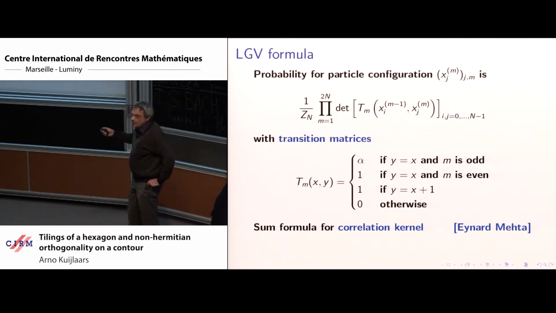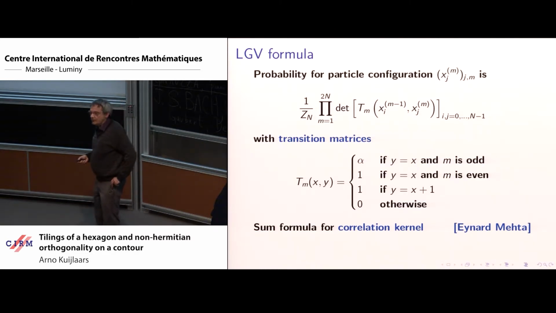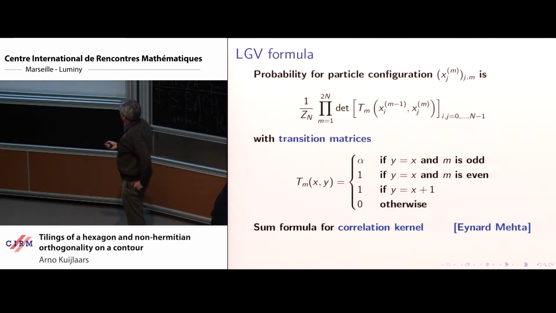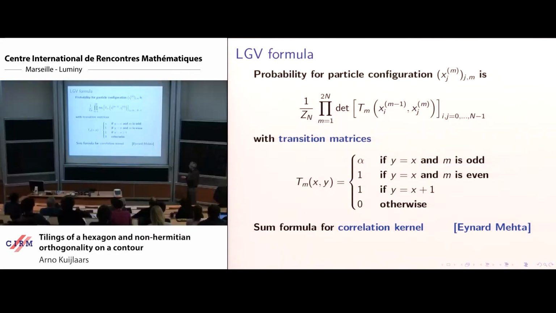Now, such a product of determinants is quite common in random matrix theory and other related processes, and it's known that this will be a determinantal point process. And there's a general formalism, going back to Eynard and Mehta, that will give a formula for this correlation kernel in quite generality, right? And there will be a double sum formula, and also a single sum. But here, the special situation is that these matrices are constant along the diagonals.